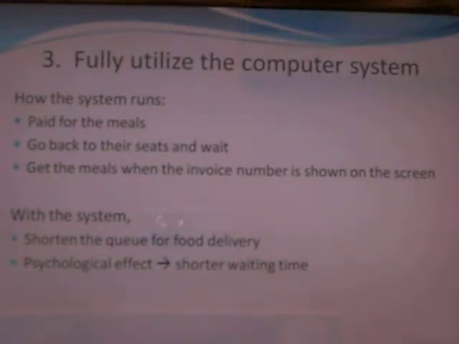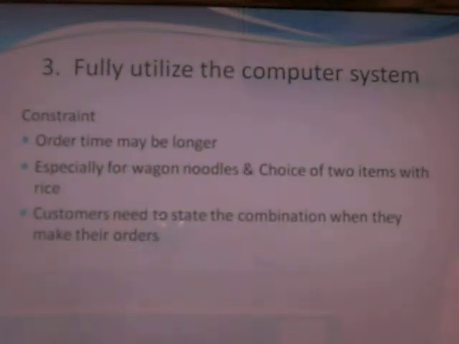Also, since customers usually have meals with their friends, with the computer system, they can sit down and chat with their friends while waiting for the food, making psychological waiting time shorter. However, there's a constraint, which is that the ordering time may take longer because customers need to state to the cashiers their choice of food combination for the staff to prepare the exact food they want, especially for vegan noodles and choice of 2 items with rice.